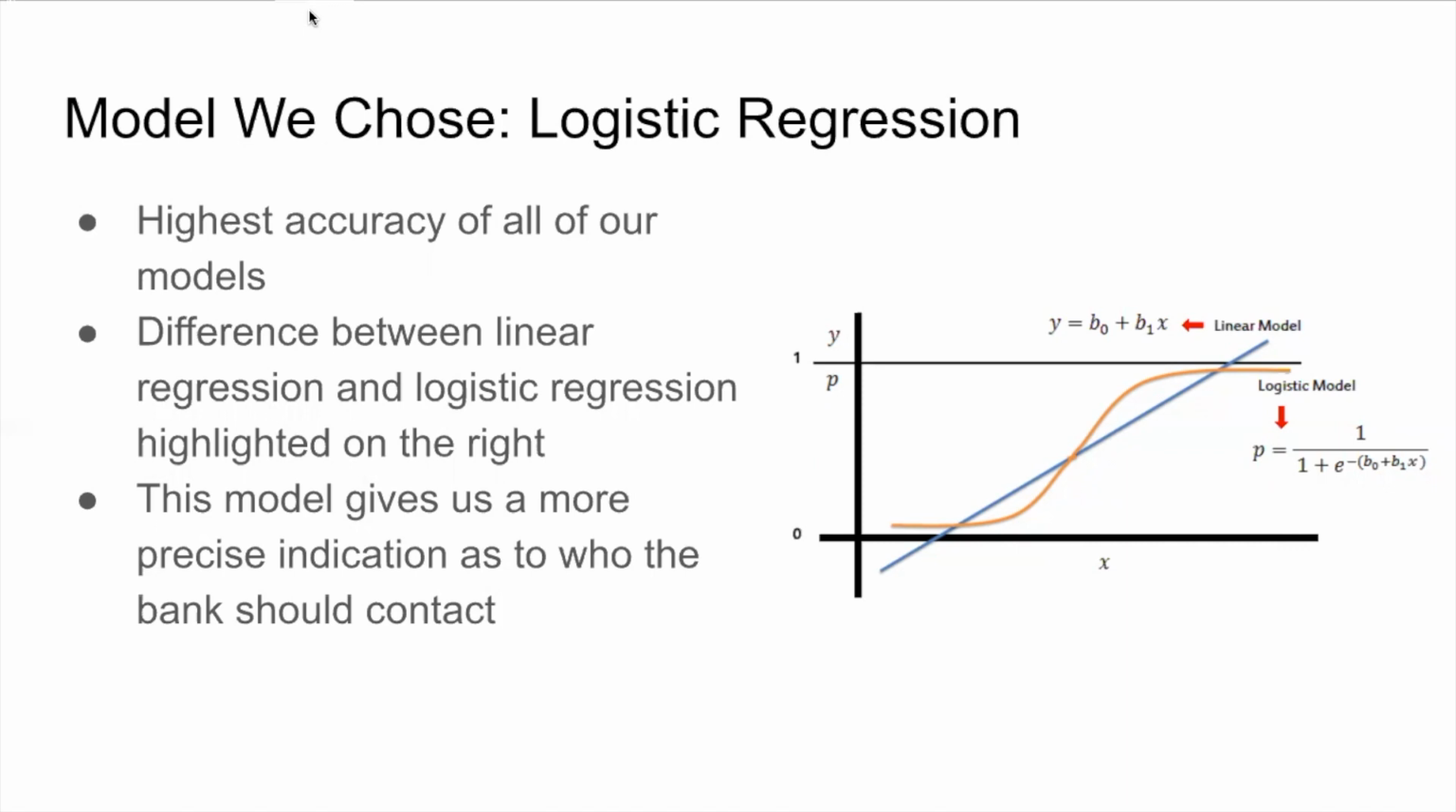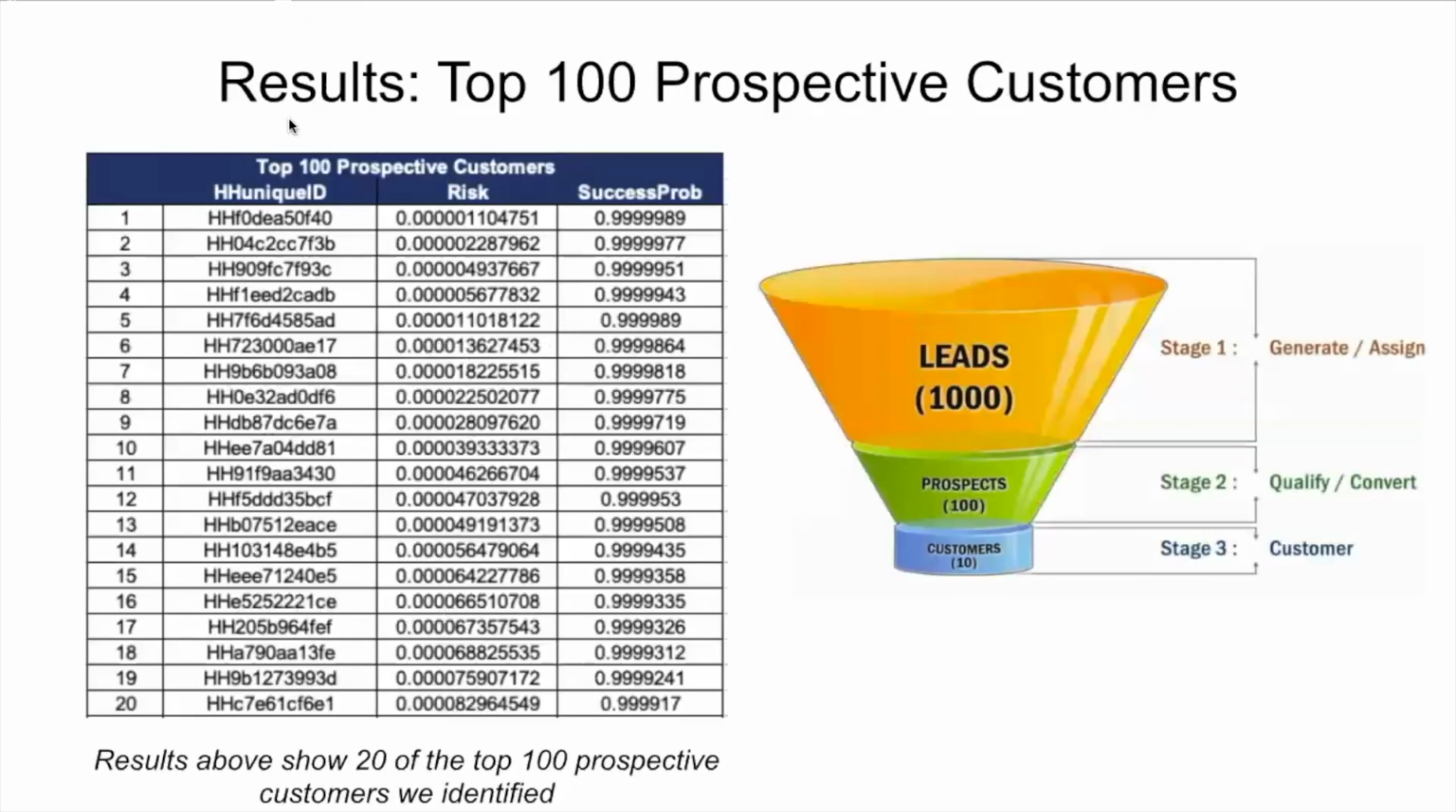Now there's a difference between logistic regression and linear regression, as you can see in the two formulas on the right on the chart. Linear regression is a widely used statistical tool, but it establishes a relationship model between two variables, whereas logistic regression measures the relationship between the categorical dependent variable and one or more independent variables by estimating probabilities. So that's why I went with logistic regression as opposed to linear regression. And this model gives us a more precise indication.